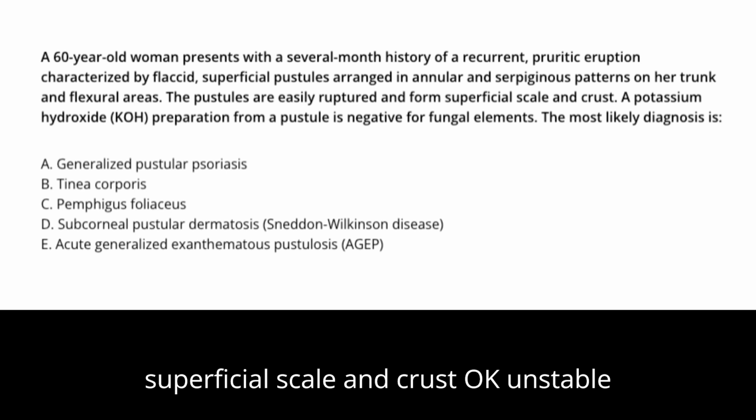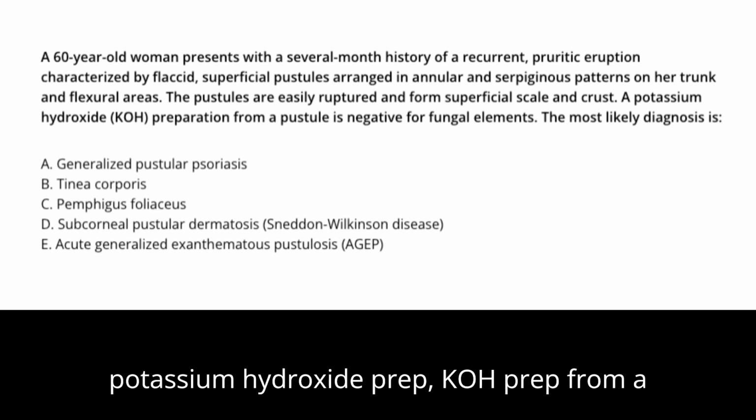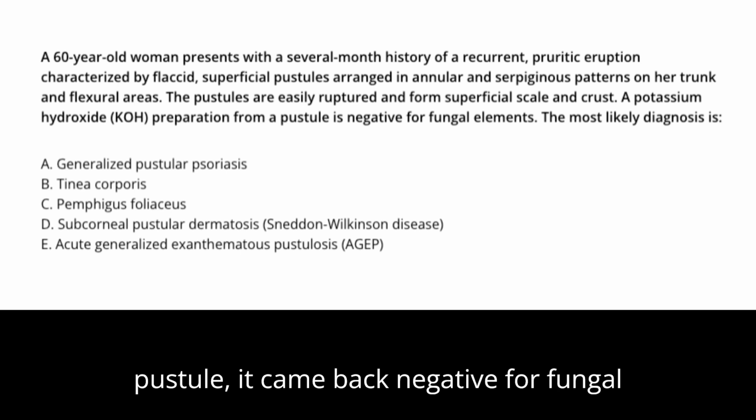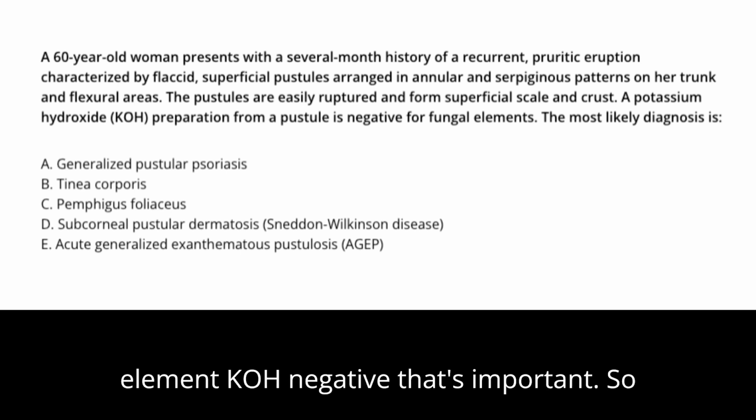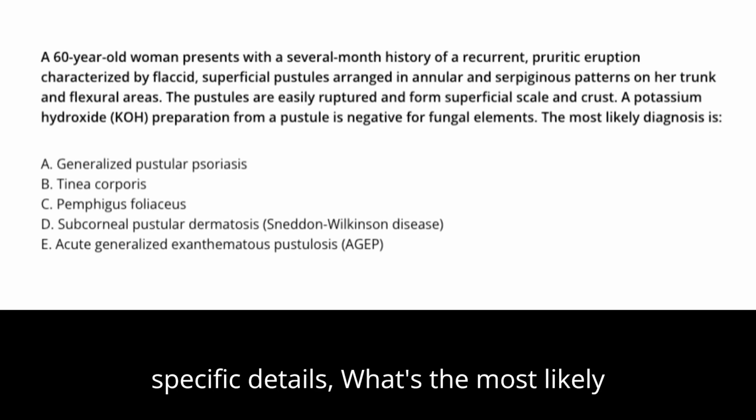Okay, unstable lesions. And one more crucial piece. A potassium hydroxide prep, a KOH prep from a pustule, came back negative for fungal elements. KOH negative, that's important. So given that whole picture, all those highly specific details, what's the most likely diagnosis?